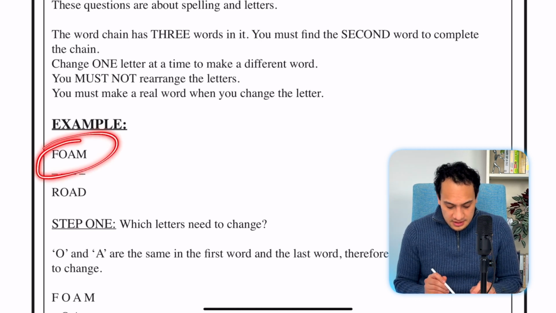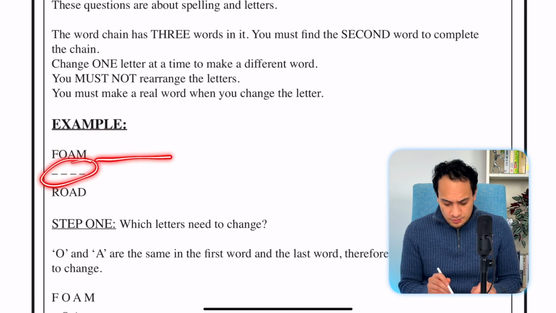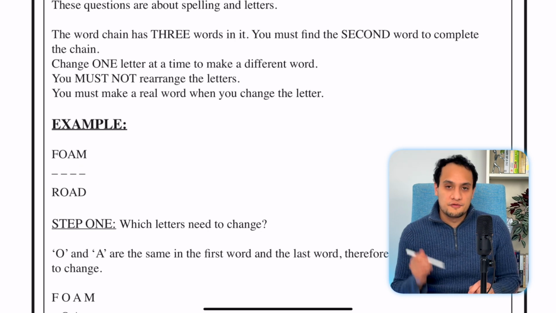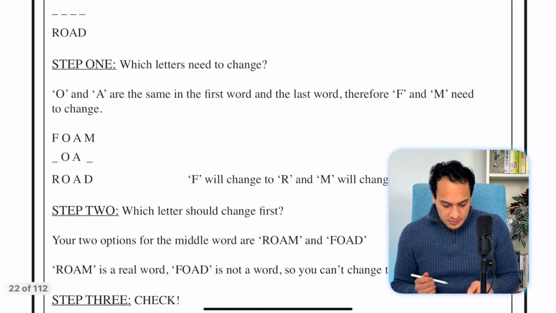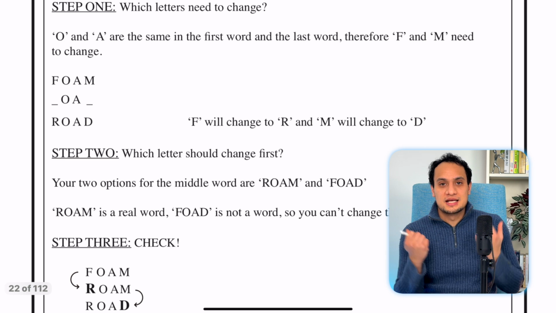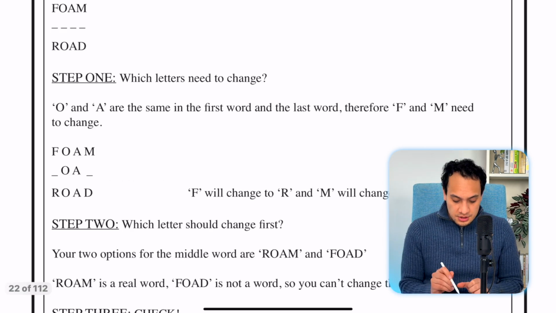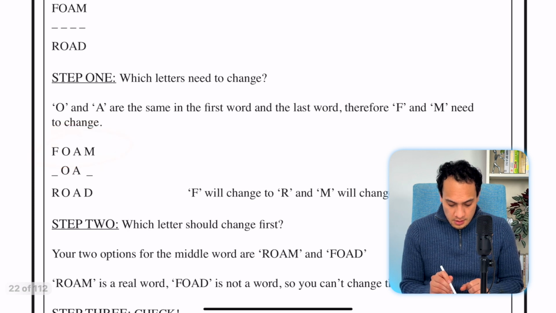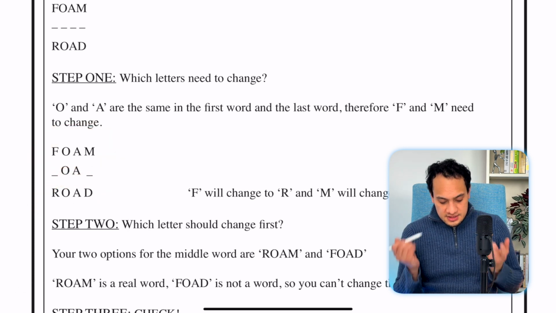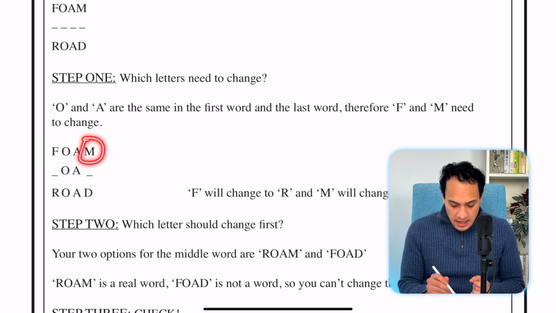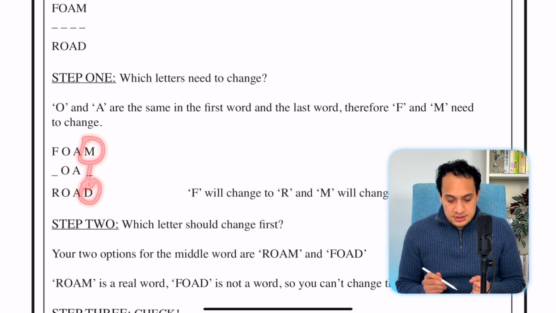We've got this word, that's our first word. We've got to find this second word here, and we've got our final word. This road is the result. Our first word is foam. First of all, we need to identify which letters need to change, and you do that by looking at your first and your final word. So you've got foam and road. The 2 letters that change are this F, which changes to an R, and M, which changes to a D.